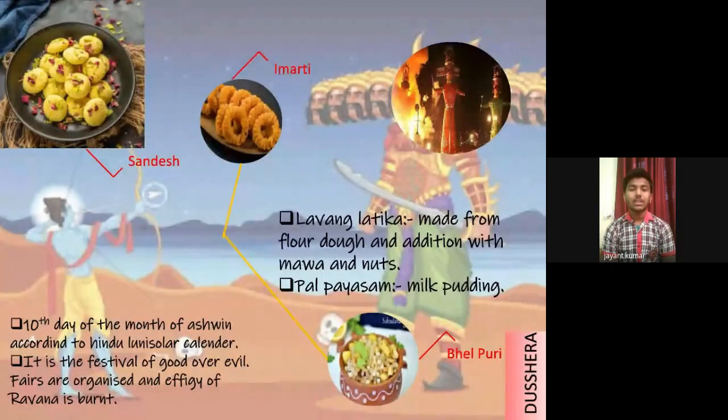On the day of Dussehra, the effigies of Ravan, his son Meghnad, and his brother Kumbhakarn are burnt to signify the victory of good over evil. During this time of year, many people observe a fast. Most famous foods of this time are sabudana khichdi, sabudana kheer, sandesh, imarti, and many more. Now let us see some pictures related to Dussehra.